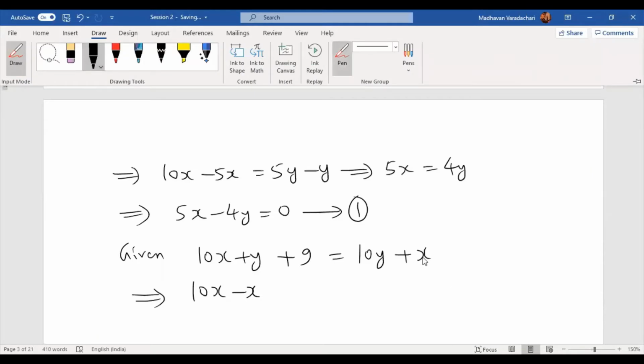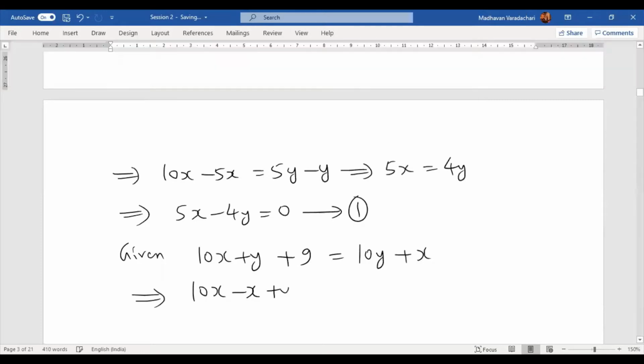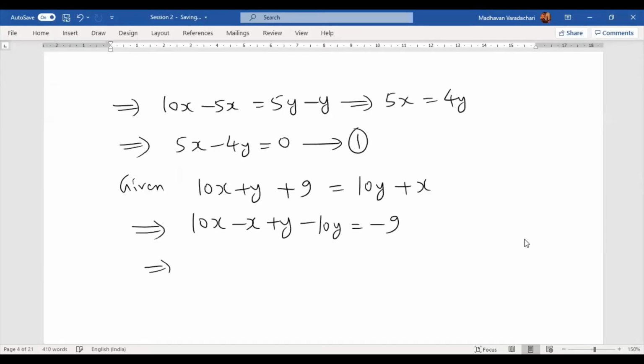I took this x to the left side, it became negative. There is already a y there. Taking the 10y to the left side, it becomes negative 10y. Bring that 9 to the right side, it becomes negative 9. So this can be written as 9x minus 9y equal to minus 9. Dividing both sides by 9, we have x minus y equal to minus 1. Call this equation 2.